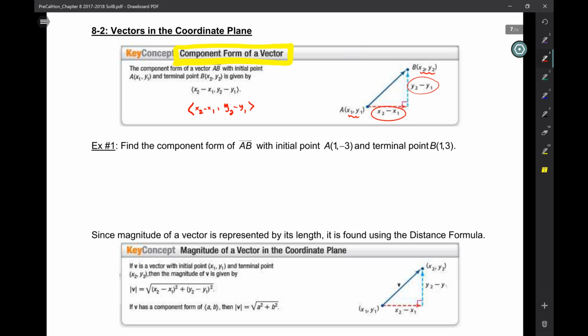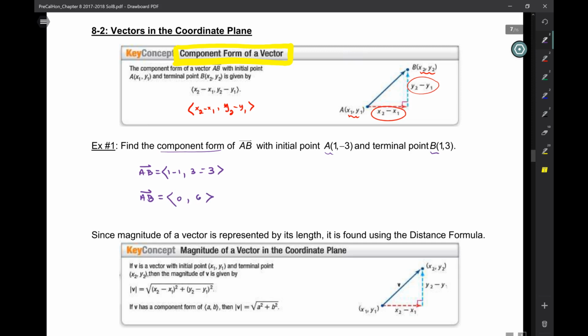So let's take a look at this one. It says find the component form of vector AB with initial point A and terminal point B. So all we have to do is say AB is, in brackets, 1 minus 1, comma, negative 3 minus 3. Oh, no. 3 minus negative 3. It's got to be B minus A. Order matters. 3 minus negative 3. So AB is equal to 0, 6.